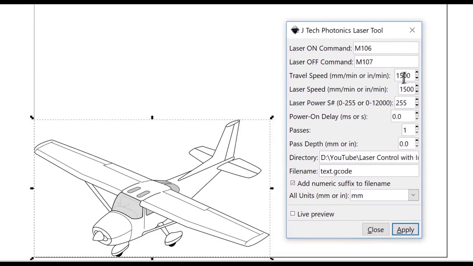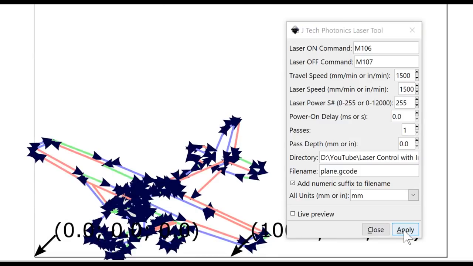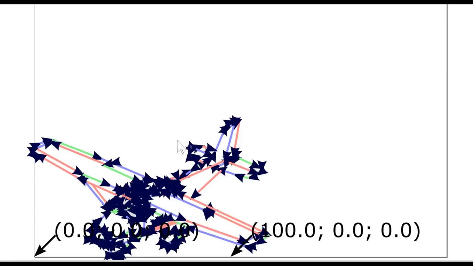Like before, we'll go up to Path, choose Object to Path, then Extensions, Generate Laser G-Code, and I'll keep the same speed and laser power as the previous example, as I only want to engrave. I don't wish to cut this particular shape, but I'll change the name to plane.gcode and click apply. And we can see the toolpaths that are going to be used to engrave this plane on the 3D printer.